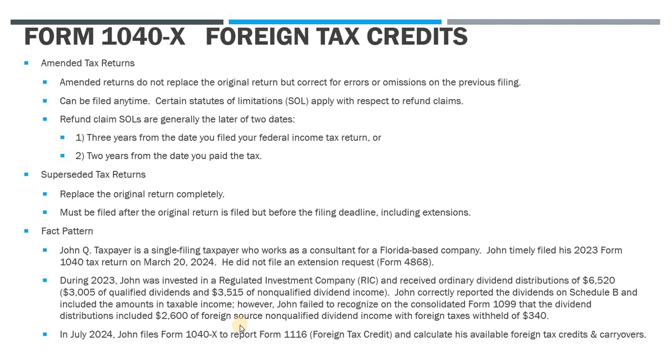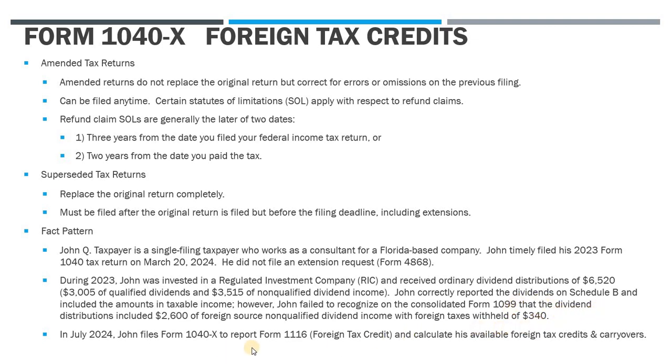He included it in his taxable income, paid the tax. However, John failed to recognize on that consolidated 1099 that the dividend income he was paid actually included $2,600 of foreign source non-qualified dividends, and there were foreign taxes withheld at source of $340.